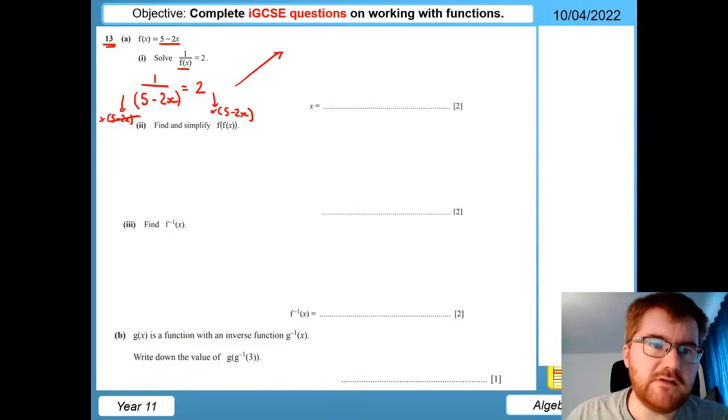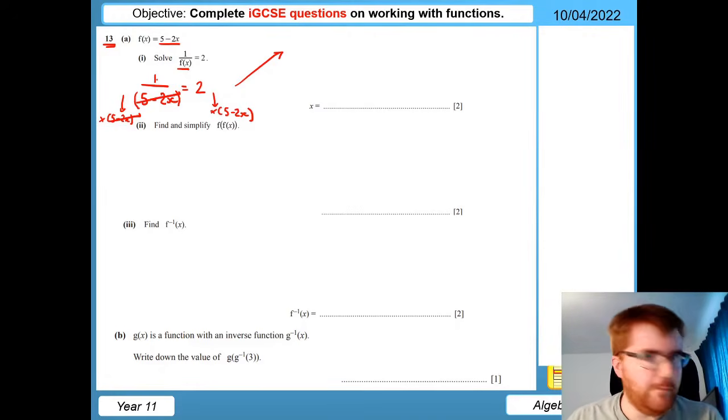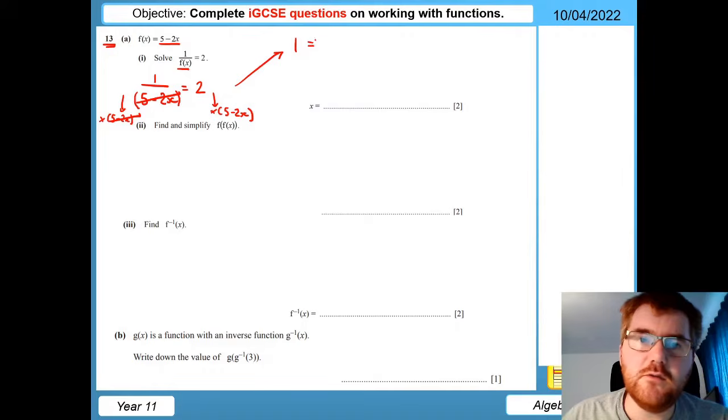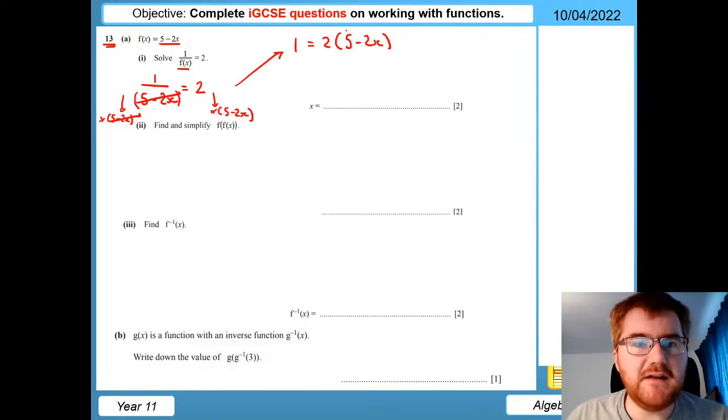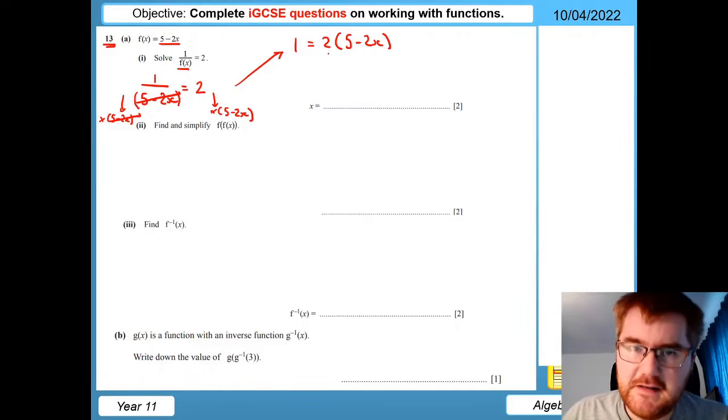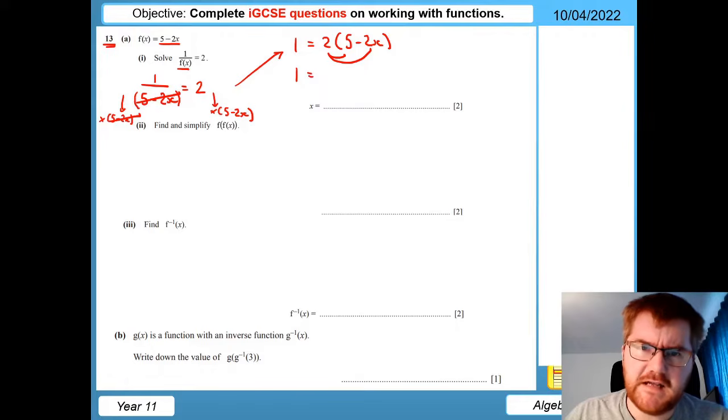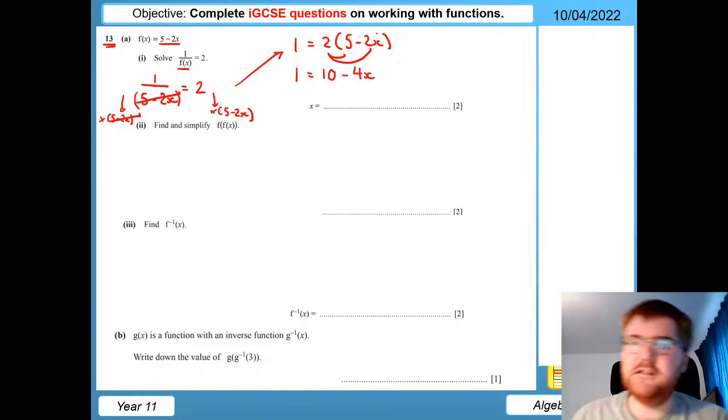So if I multiply, it cancels this. This is the whole point. So we get 1 equals, and then we've got 2 lots of 5 minus 2x. And now we just need to rely on our general algebra skills here. We're going to multiply out the bracket using the hook. So I'm going to times this by this and this by this. So we get 2 times 5 is 10. 2 times minus 2x is minus 4x.